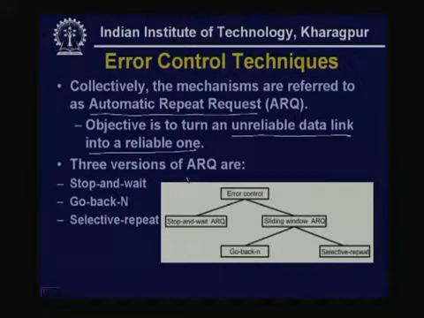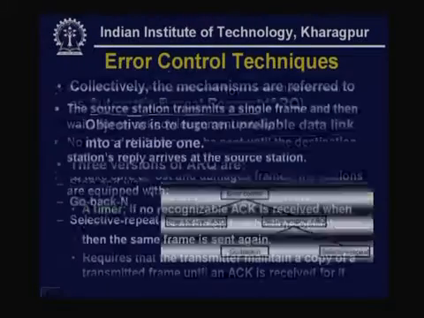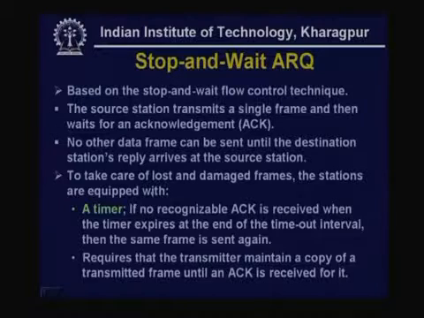And there are three versions of ARQ techniques. One is known as stop and wait, based on stop and wait flow control. Second is go back N, based on the sliding window protocol. Then selective repeat, which is also based on the sliding window protocol. So, these are the three ARQ techniques which are used, and we shall discuss them one after the other. Let us first consider the stop and wait ARQ technique.